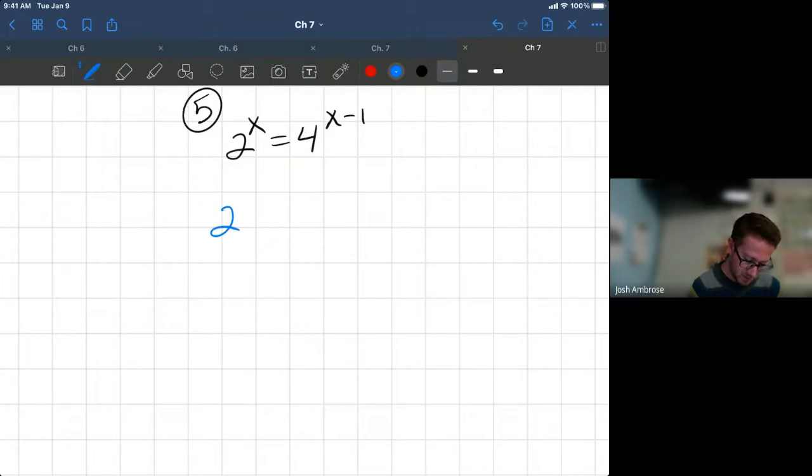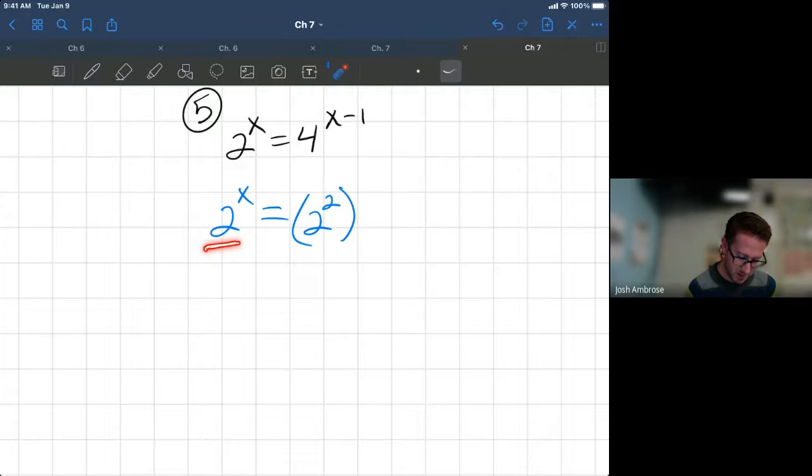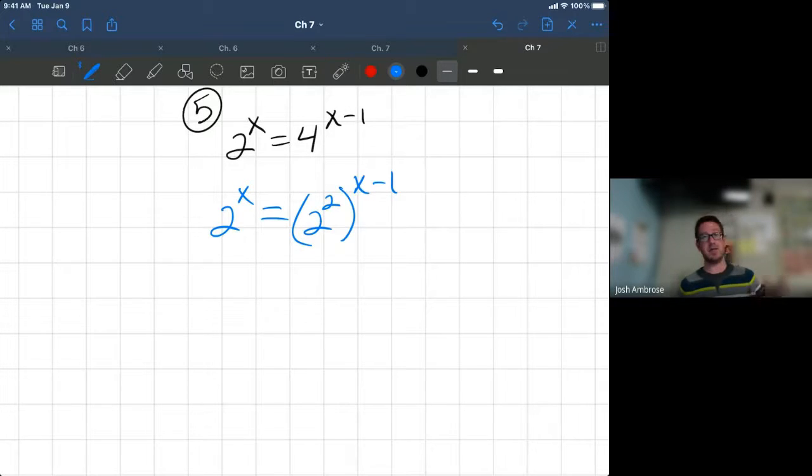So 2 to the power of x equals, now we're going to put this one in parentheses, 2 squared, because now we're looking at the same base. There's our base 2, there's our base 2. The x minus 1 gets tagged on to the outside of the parentheses there, okay?